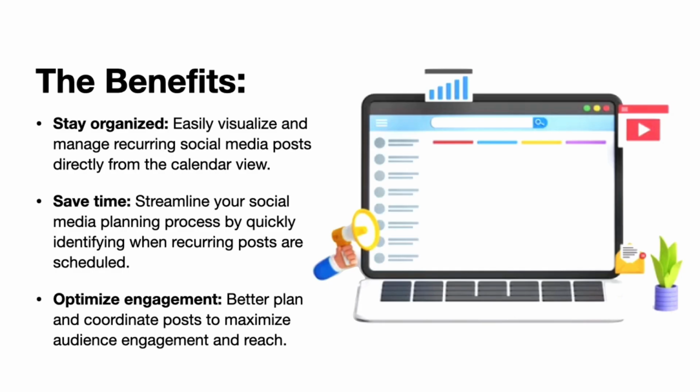First of all, this is going to help you stay organized. You're going to easily visualize and manage recurring social media posts directly from a calendar view. It's also going to save you time. This is going to streamline your social media planning process by quickly identifying when recurring posts are actually scheduled. It's also going to optimize your engagement. You're going to be able to better plan and coordinate posts to maximize your audience engagement and your reach.